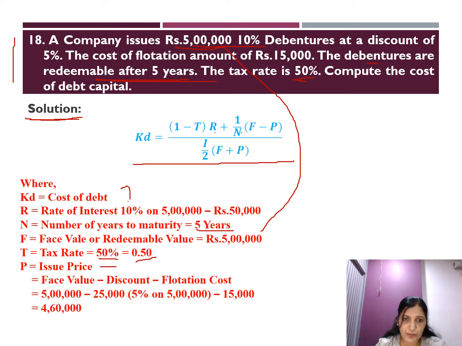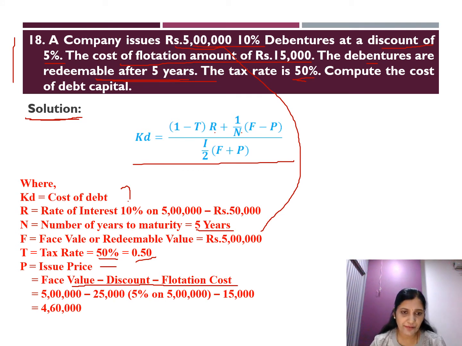What is this issue price? This we'll see. For this, always read the problem. First you read the problem very clearly. It says that a company issues 5 lakhs 10% debentures at a discount of 5%. So discount of 5% means issue price is what? Face value minus discount minus flotation cost, if any. So here the cost of flotation is given. 15,000 is the cost of flotation.